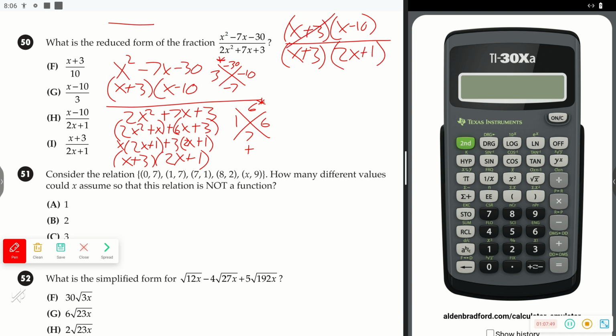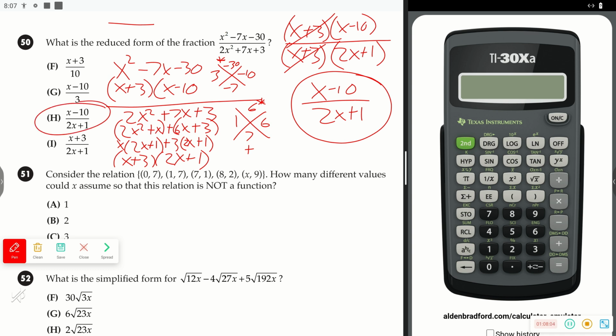So now we can actually cancel out these x plus 3 and x plus 3 because that equals 1. So our final answer is going to be x minus 10 divided by 2x plus 1. Let's see if that's any of the ones. And it looks like that is in fact answer H.